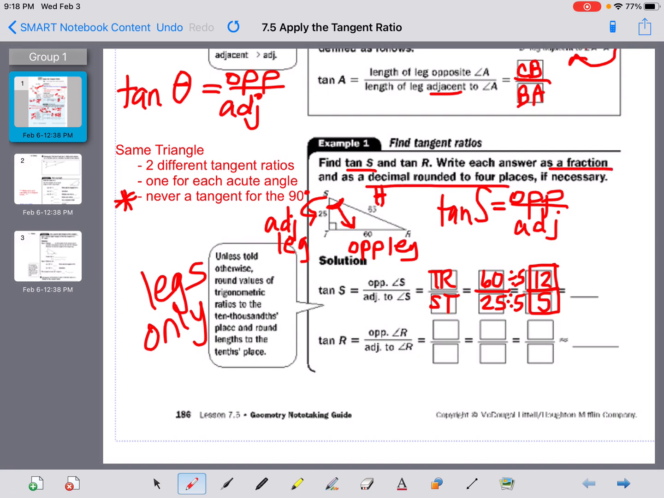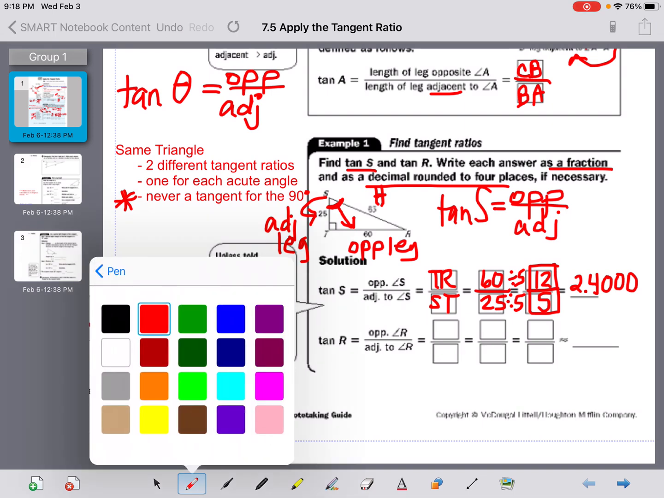Now as a decimal rounded to 4 places. Just on your calculator, 12 divided by 5, doesn't matter the mode. And I get 2.4, but it said 4 decimal places, so I'm just going to add 3 zeros. Okay? And you're going to see as we work through this, we're not going to need it a lot this section, but as we finish out the chapter, those 4 decimal places are going to be really important. So the more we get in the habit of that, the better it is. Okay? All right. So we found the tangent of S. It's either 12 over 5 or 2.4000.